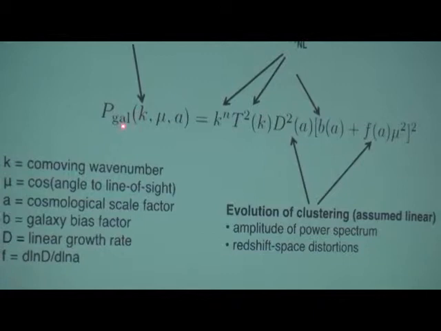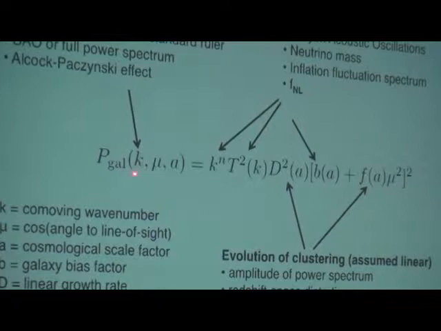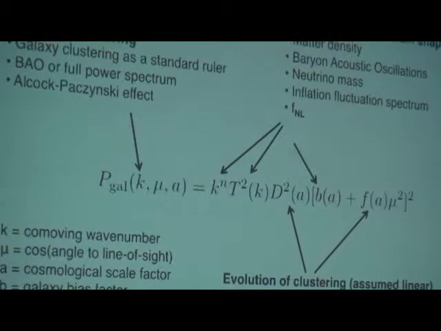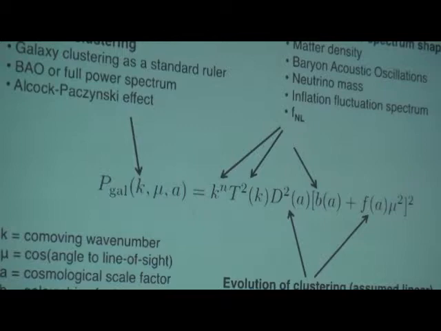It depends on the angle those wave numbers make to the line of sight. I've told you that statistical isotropy and homogeneity in the universe mean that the power spectrum is isotropic and only depends on one scalar function. That is true out there in the universe. It is not true of the actual galaxy power spectrum we observe because of observational effects that occur along the line of sight. And so consequently, the observed galaxy power spectrum depends not just on the wave number, but also the angle with respect to the line of sight, defined as mu, which is the cosine of the angle to the line of sight. It depends on the redshift of the galaxies that we're observing, here defined by the scale factor.